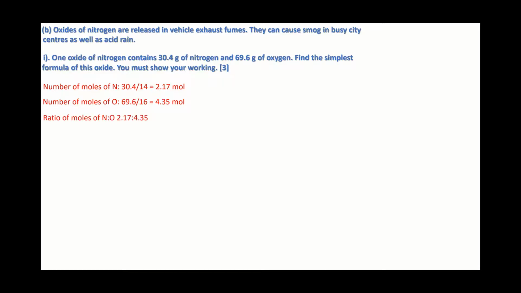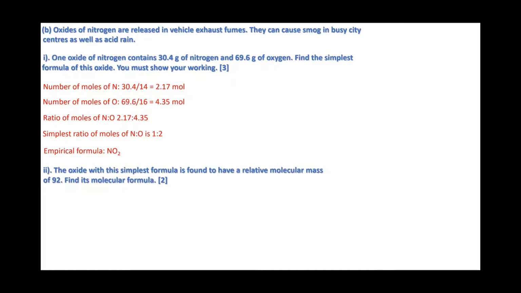The ratio of nitrogen to oxygen in terms of the number of moles of each species can then be calculated to be 2.17 to 4.35. The simplest ratio of these numbers of moles is then going to be 1 to 2, which is essentially derived by dividing your ratio components by 2 in this case. And therefore, your empirical formula is NO2, because you have, of course, double the amount of oxygen in comparison to nitrogen in that simplest ratio. What about determination of this oxide's molecular formula then?